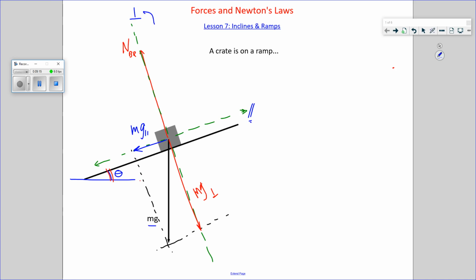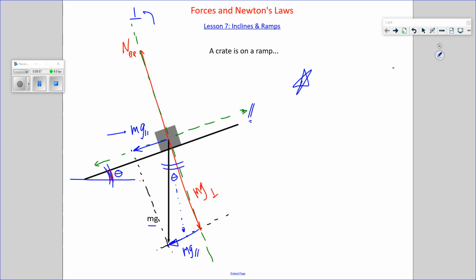You can either accept my geometric proof, or you can take my word for it. The angle that this ramp is inclined at is always that angle between mg and mg perpendicular. And for that reason, notice mg parallel, we can draw it down here. It's nice to draw it up here because then it looks like it actually acts on the object. But if mg parallel is down here, we notice that mg parallel is opposite that angle, and mg is the hypotenuse of that right triangle.